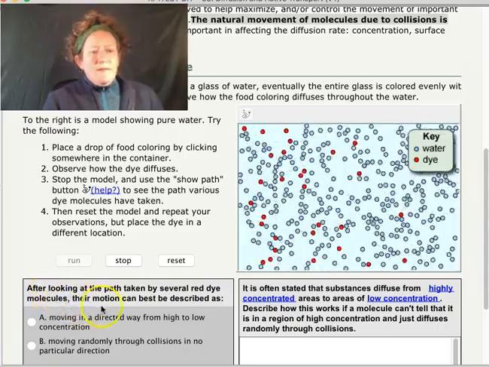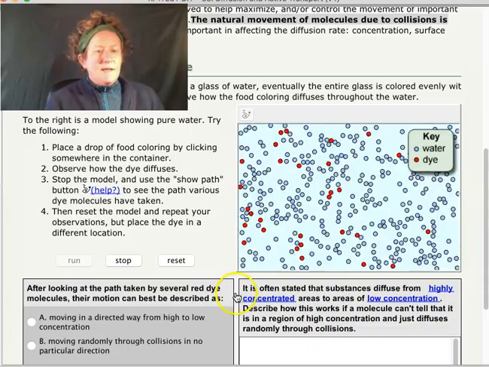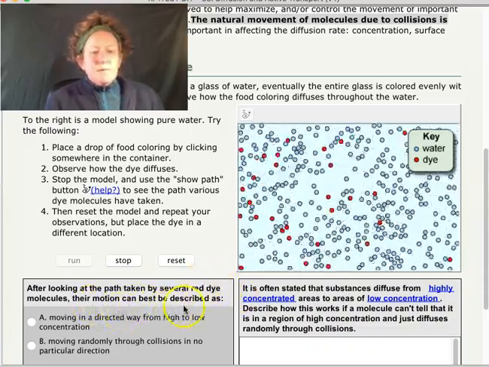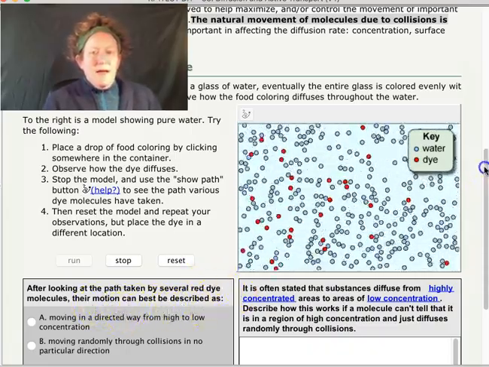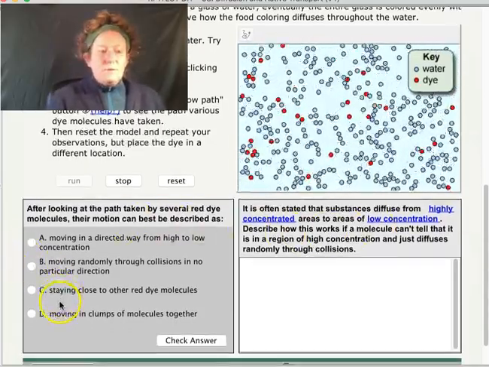If you look at the path taken by several red dye molecules up here, these little red dots in the model, their motion can best be described as, I'll let you read the options and choose.